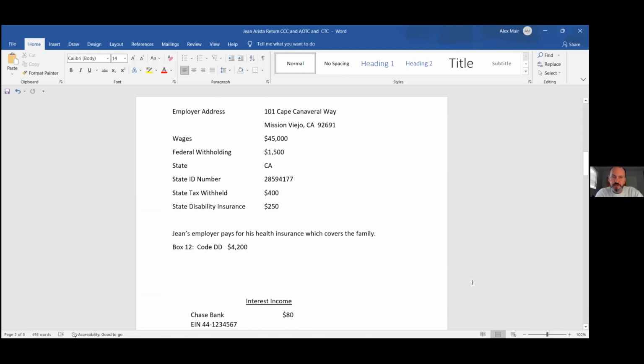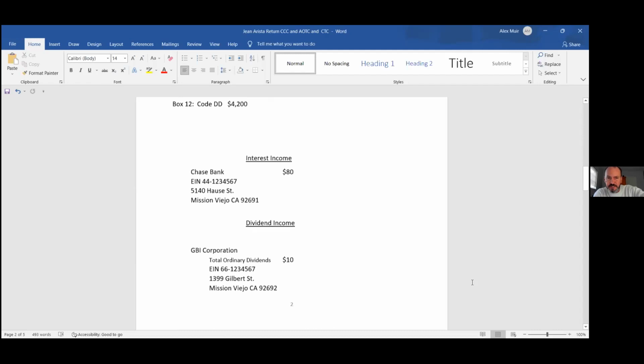And you might remember when you're entering data into the software, there's a couple of boxes we typically use. We use box 12 and box 14. And in box 12, usually we have code D as in Delta, which is deferred compensation, and then code DD, which is insurance paid by the employer on behalf of the employee. So she's got coverage. She's got some interest income.